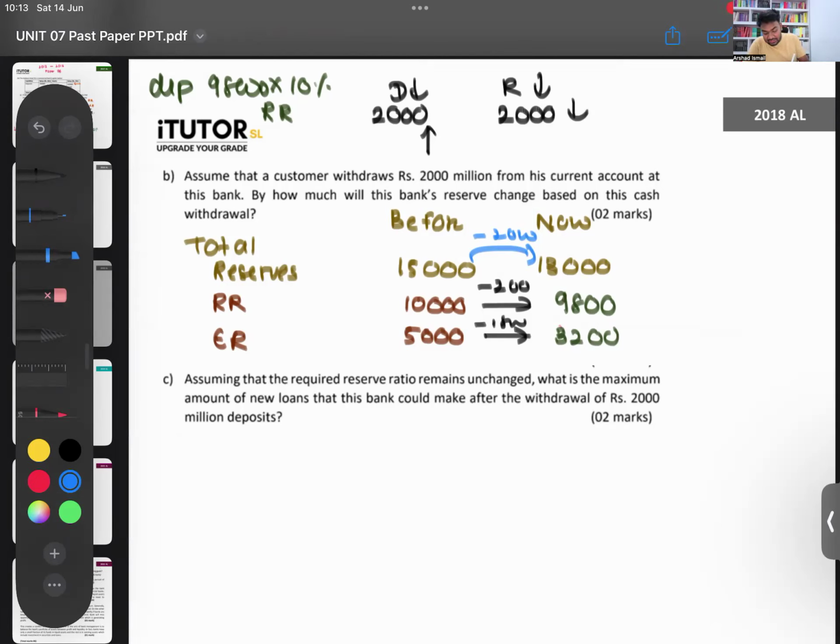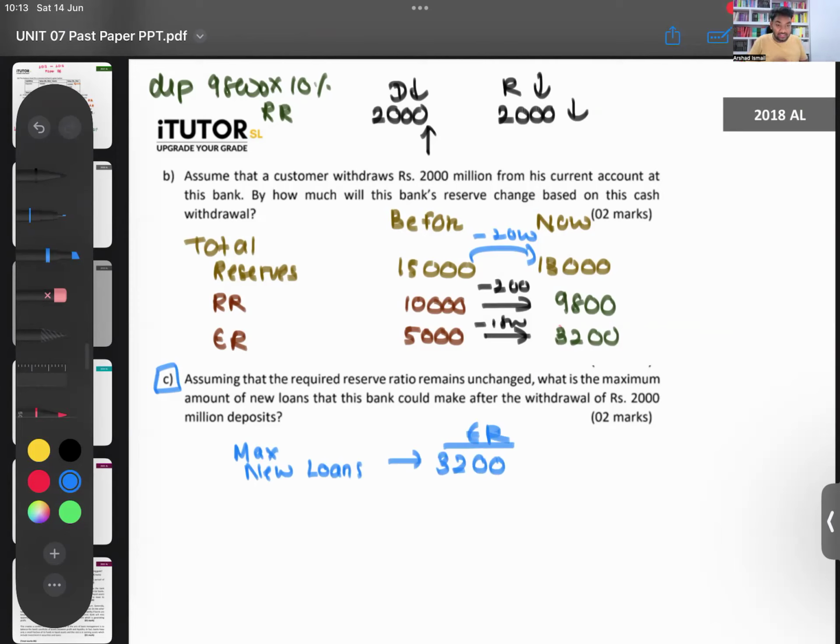Then part C of the question is saying, assuming that the SRR is unchanged, what is the maximum amount of new loans the bank could make after this withdrawal? Maximum new loans is how much excess reserves do you have? We calculated that in part B also. Now you have only 3,200 excess. So maximum new loans they can make is 3,200. That's the excess reserve.